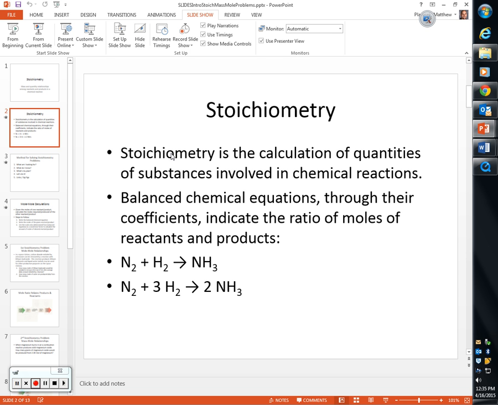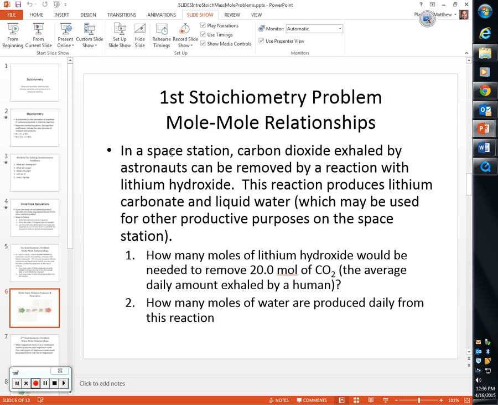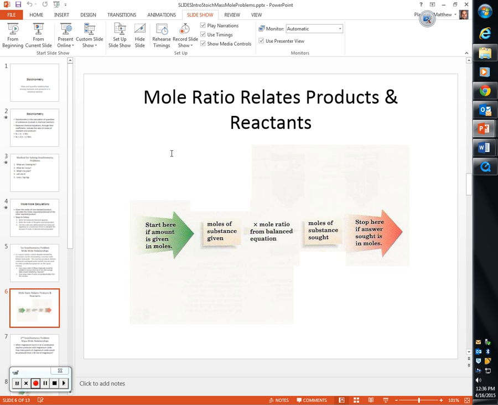Comparing, relatively speaking, what ratio of reactants to products we need to make that reaction go. The first type of problem that we looked at was just converting moles of one thing into moles of something else. And we only needed one conversion factor, just the mole ratio. So it was a one-step problem.